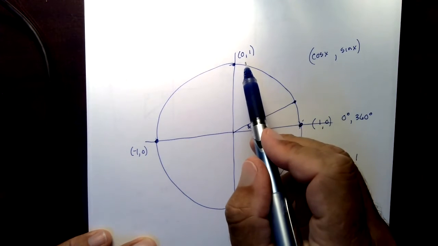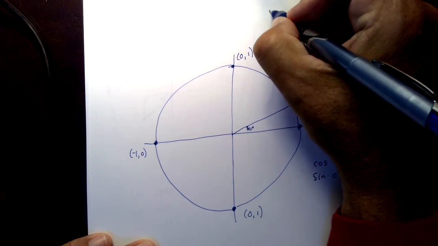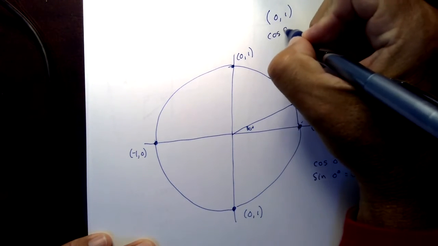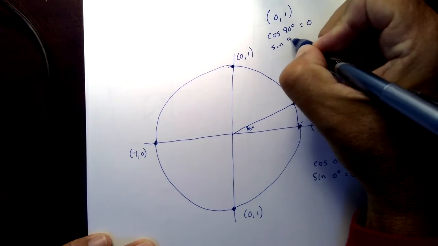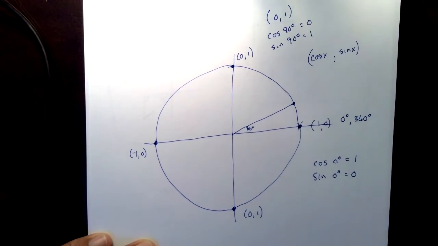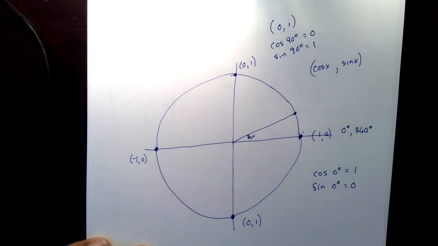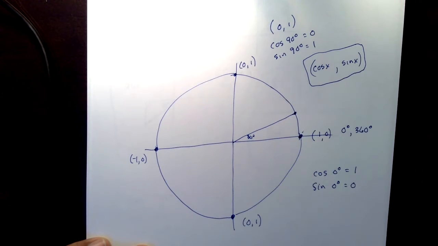If I came up here to 90 degrees, I start to have the same situation. It's the ordered pair 0, 1, and then the cosine of 90 degrees would in fact be 0. The sine of 90 degrees would in fact be 1. So by doing this, you start to build the unit circle. But what I think is more important is to know that spots on the unit circle are the ordered pairs of cosine and sine. Now, for these 4 points, that's great.